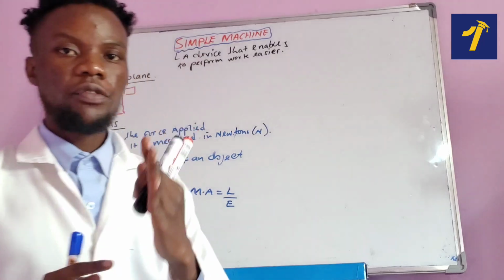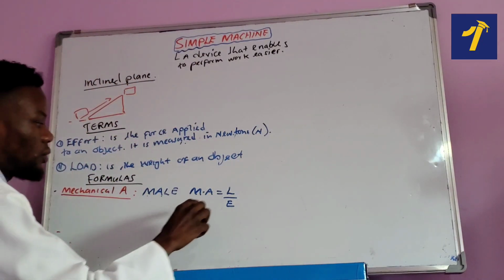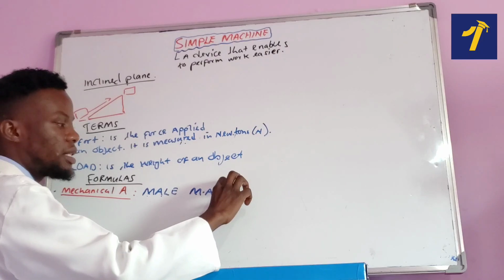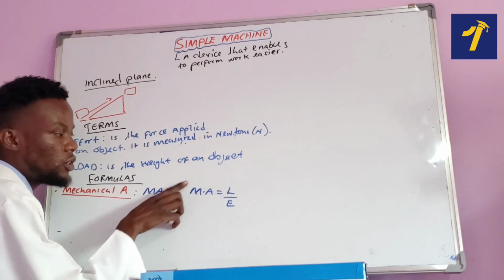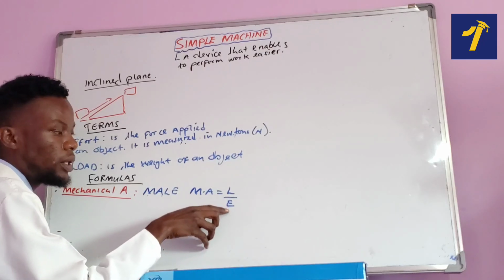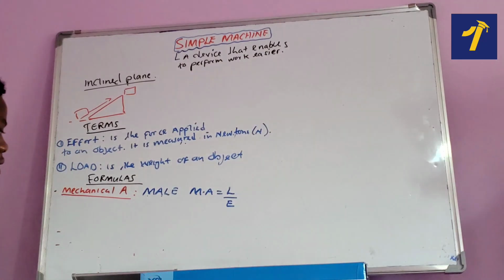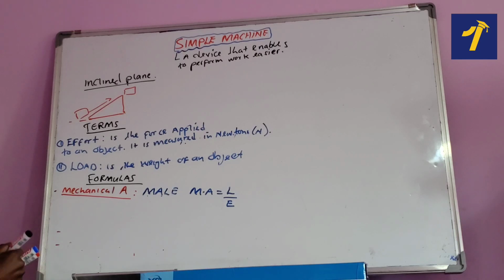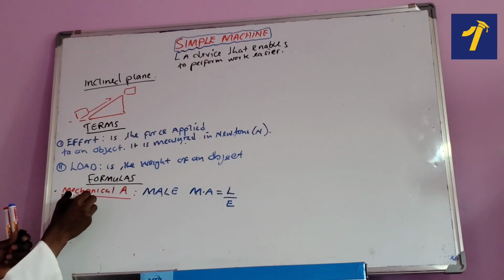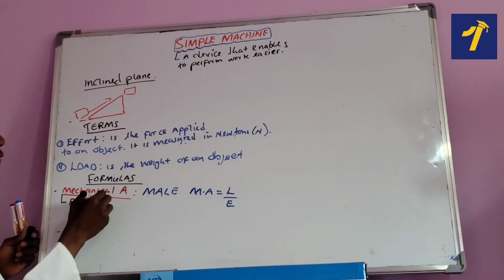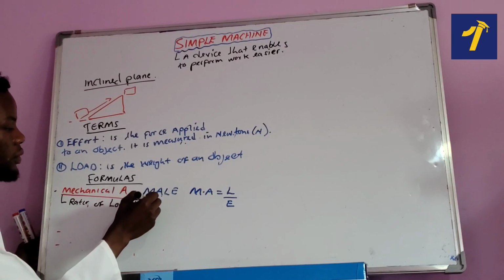No wonder, from the definition of mechanical advantage, it talks about the ratio. As long as you are dividing something, this is a ratio. So what is mechanical advantage? Mechanical advantage is the ratio of load to effort. Simple definition of mechanical advantage. So let us write that definition: it's a ratio of load to effort.